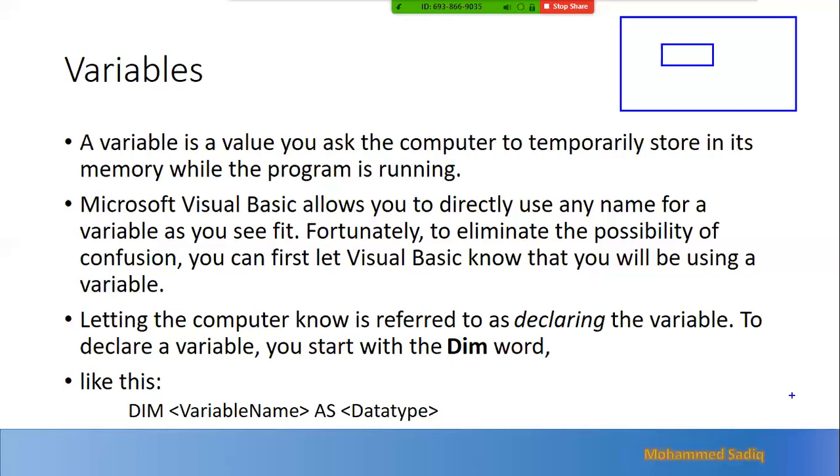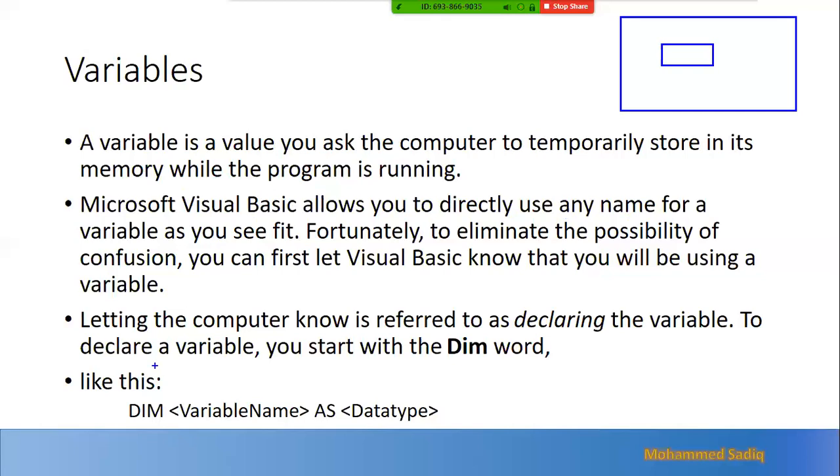Microsoft Visual Basic allows you to directly use any name for the variable as you see fit. That means for the naming convention of variables, you can give any name, but the name should not start with numbers. It should not contain special characters like space and slash. Underscore is allowed. So similar naming conventions to what we use with other programming languages apply here also.